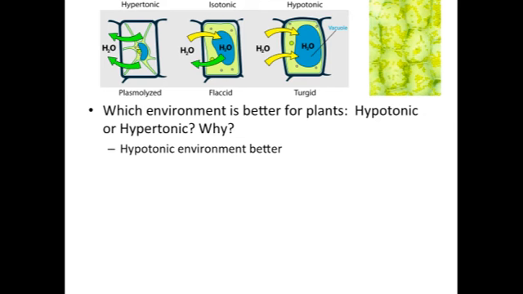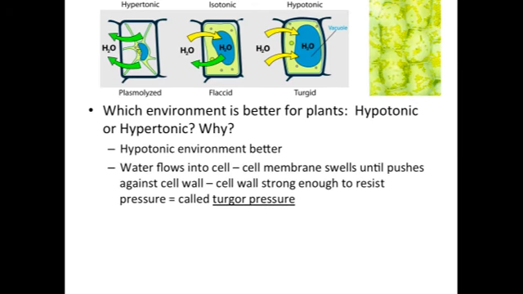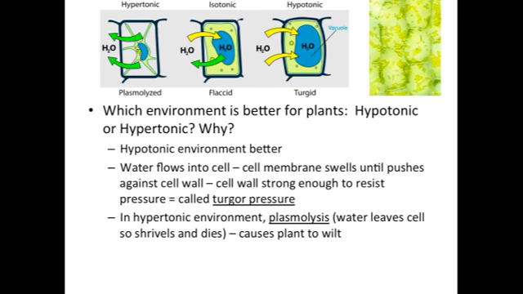So what's the best scenario for most plants? They would prefer a hypotonic environment. It's going to build up their turgor pressure and allow them to stay firm and stand up tall. Otherwise, if they're in a hypertonic solution, they end up being plasmolyzed. Water's going to leave the cell, it's going to shrivel up, and it's going to die.